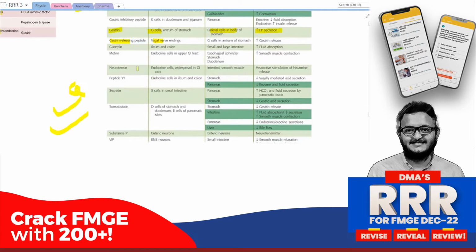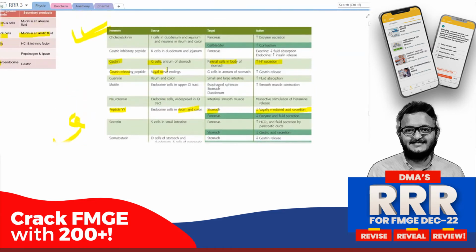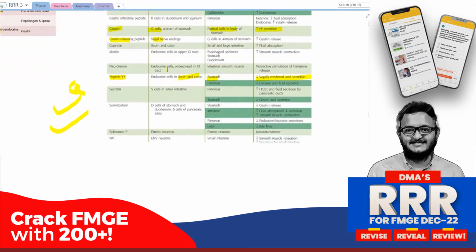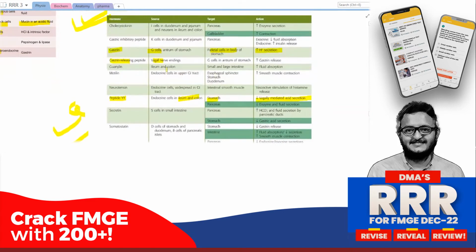With that, motilin, I'm not interested. I'm interested in peptide YY. This is secreted in the ileum and colon. It acts on the stomach and causes decreased vagal mediated acid secretion. So peptide YY is decreasing the acid secretion. Those that increase acid secretion and those that decrease acid are both very important.